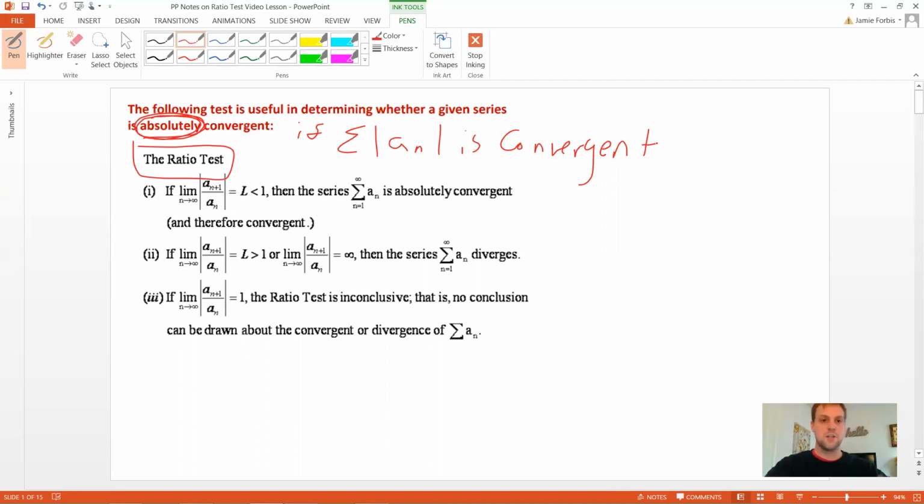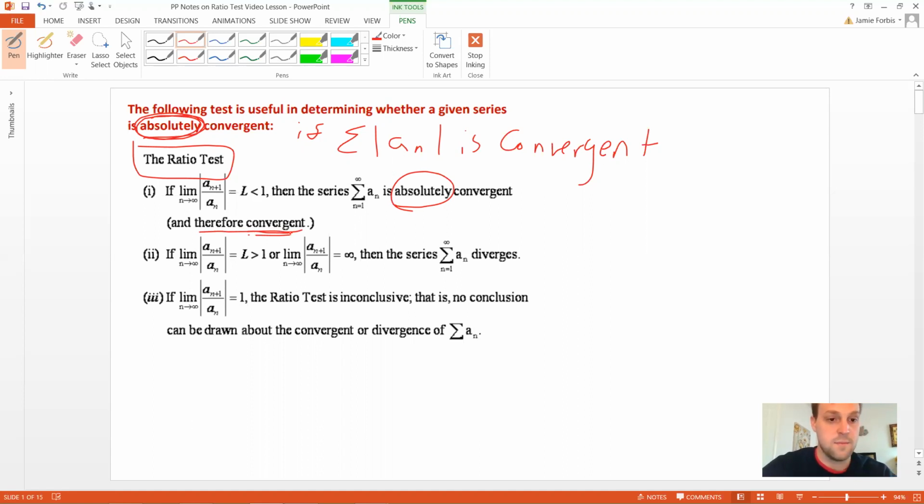All right. Here's basically what it says. This is just, again, another test for convergence, and we'll talk about the types of equations that we can use it on later. It says if the limit of the absolute value of a sub n plus 1 divided by a sub n, so the next term divided by the previous term, is less than 1, then the series is considered absolutely convergent and therefore convergent.